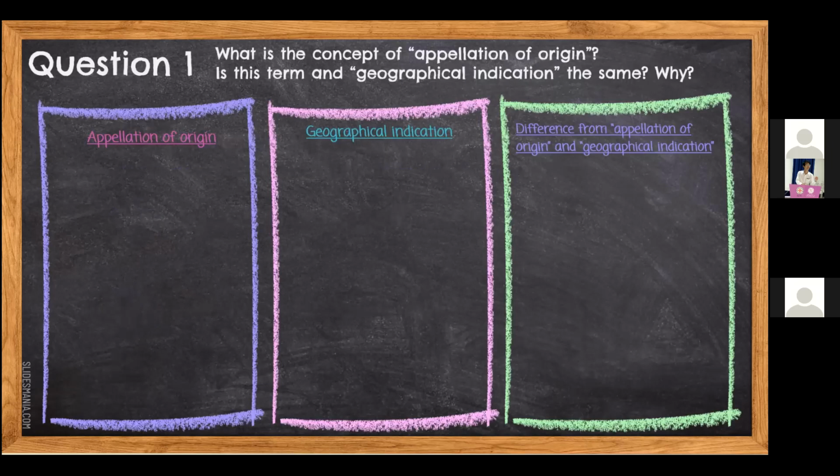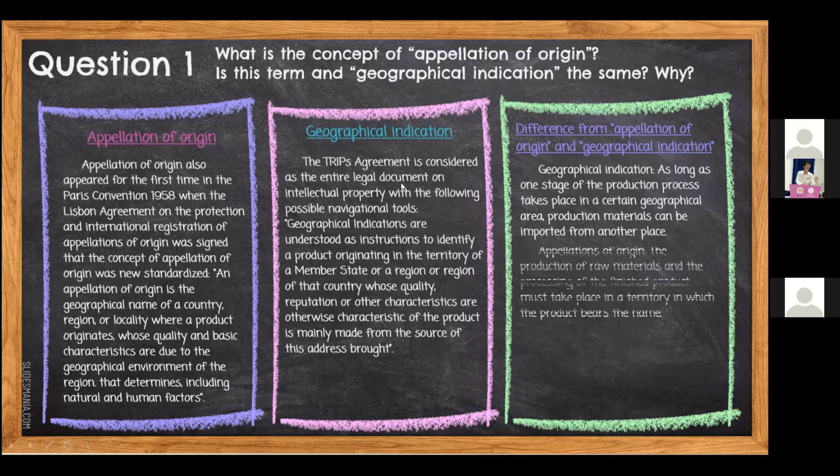Okay, we talk about question one. What is the concept of appellation of origin? Is appellation of origin and geographical indication the same? Why? Appellation of origin first appeared in the Paris Convention, and in 1958 when the Lisbon Agreement on the Protection of Appellations of Origin and their International Registration was concluded, the concept of appellation of origin was newly standardized.